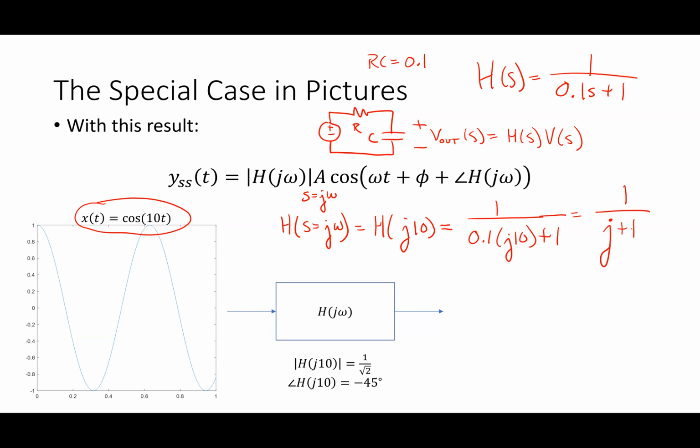So that transfer function, that thing that's a function of S, if S is equal to J10, is left with this. Now that thing has a magnitude and it has an angle, right? So how do I get the magnitude of this thing? I wrote down here it's 1 over the square root of 2. How did I figure that out? The magnitude of H of J10 is the square root of the imaginary squared plus the real part squared. How would I write that?